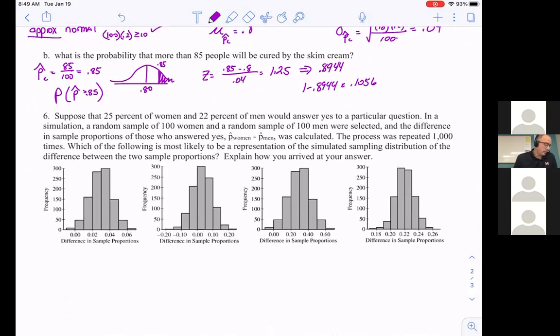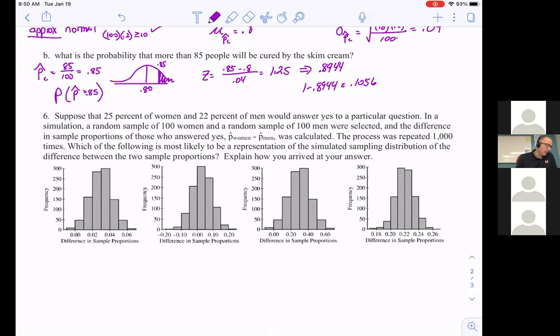And number 6. Suppose that 25% of women and 22% of men would answer yes to a particular question in a simulation. A random sample of 100 women and a random sample of 100 men were selected, and the difference between the sample proportions who answered yes was calculated. The process was repeated 1,000 times. Which of the following is most likely to be representation of the simulated sampling distribution of the difference between the two sample proportions, and explain how you arrive at your answer?